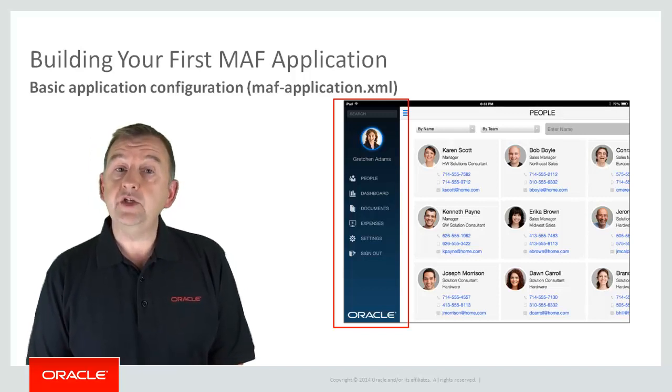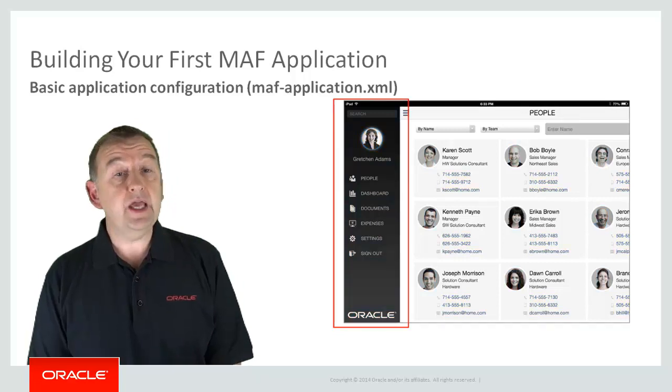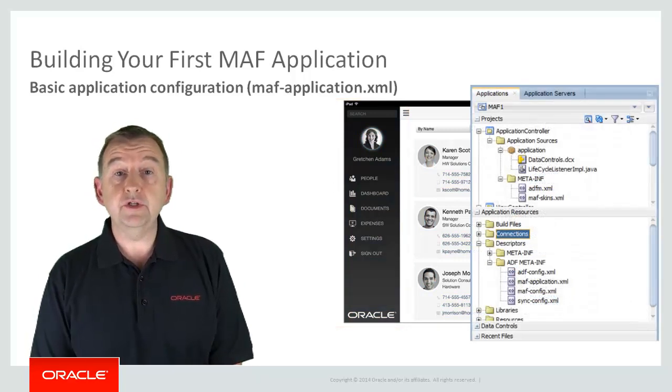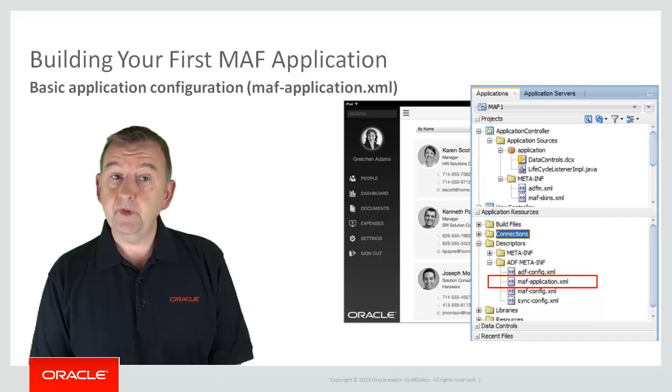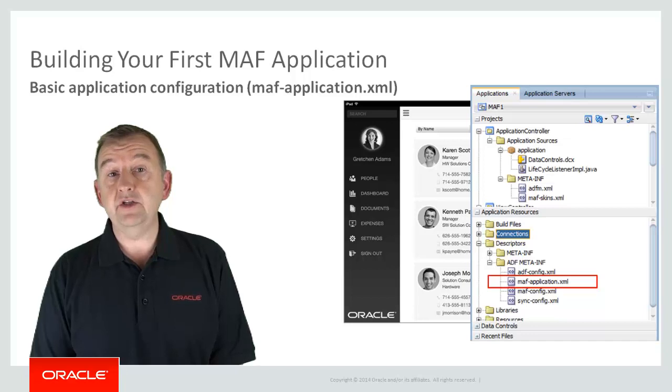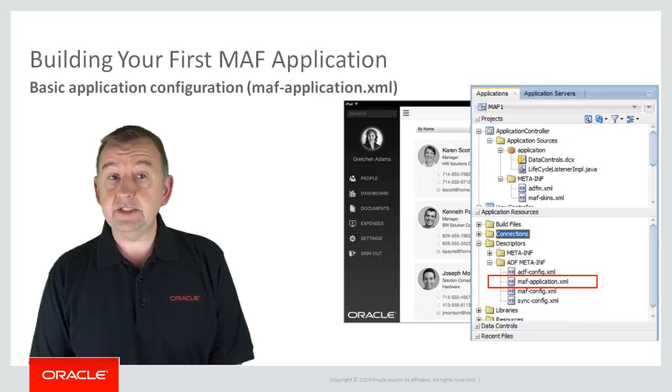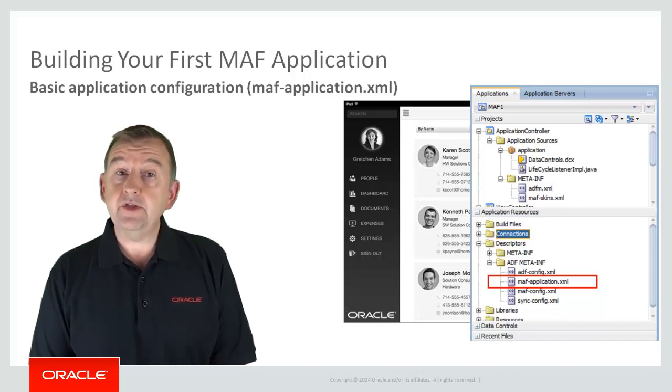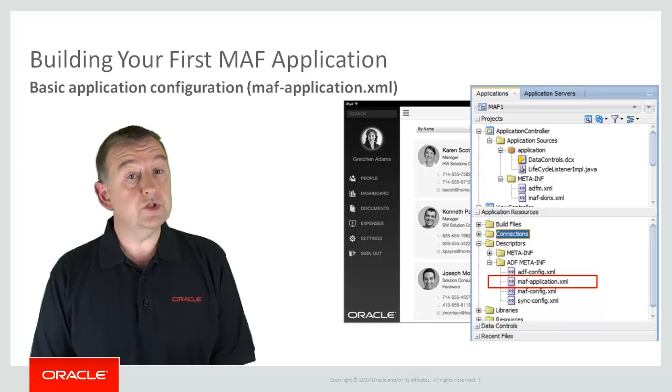All of this information is defined in an application configuration file called maf-application.xml. Now this file lives under the Application Resources panel in the JDeveloper Application Navigator. So let's double click on this file and have a look at what it offers.